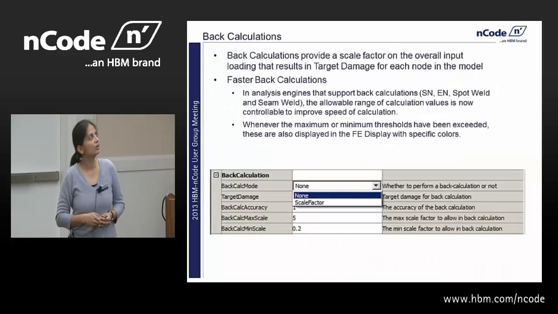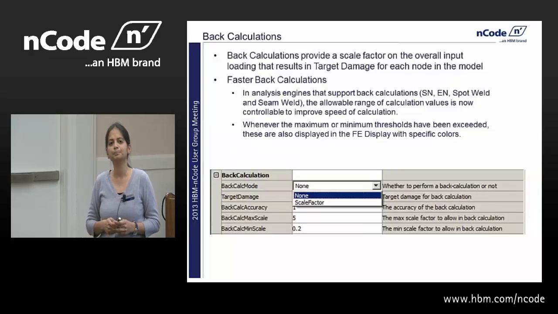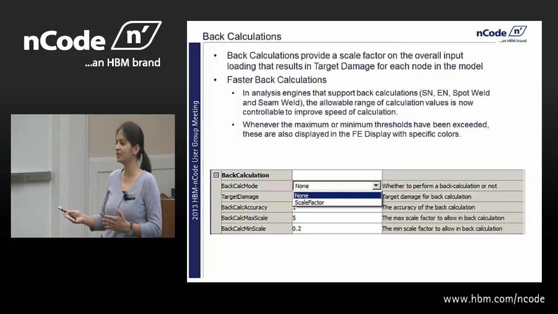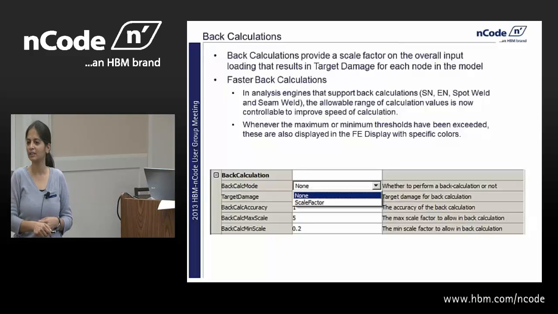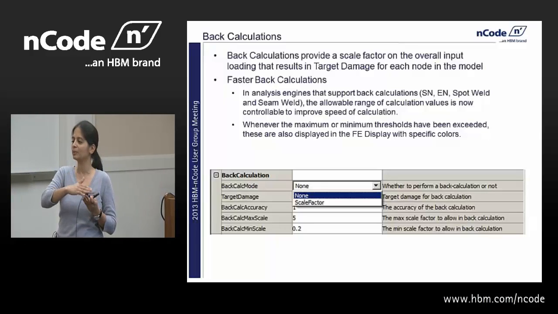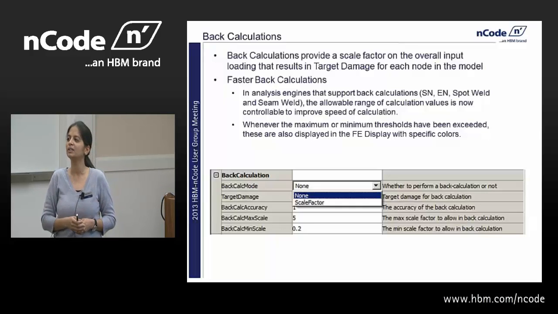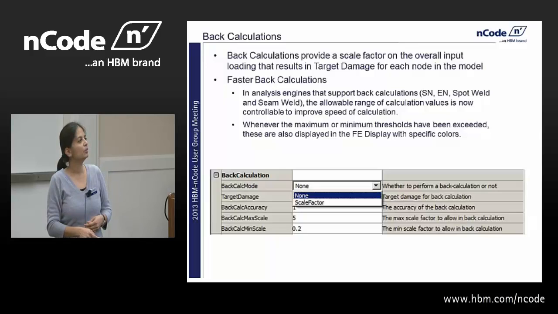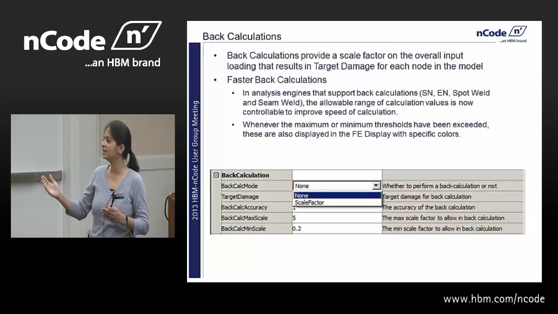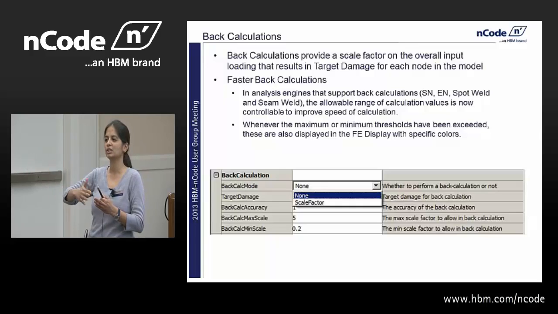The next one is about back calculations. So rather than doing a regular fatigue calculation to calculate damage, you can also use something called a scale factor back calculation mode. And what this does is back calculate the factor that you have to apply on the input load times the stress, which is the effective stress history, to reach a target life, say 1 million cycles or 10 million cycles. And the scale factor previously had a large range of values to which it back calculated the scale factor to that target life.